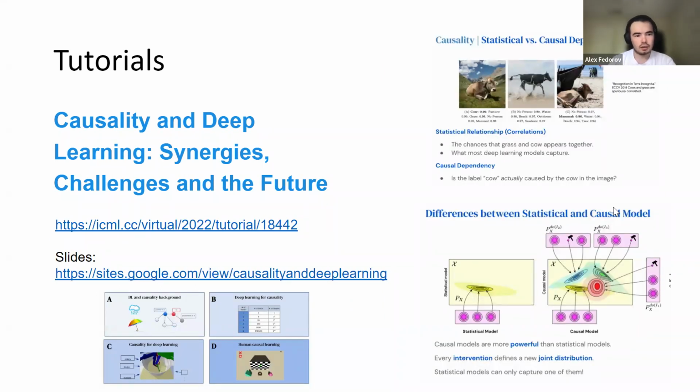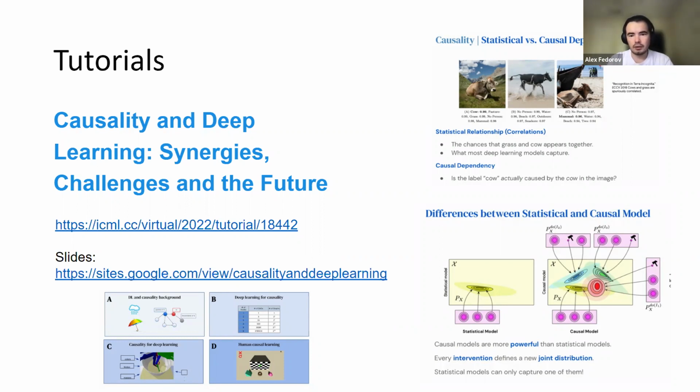So I found there was a tutorial on causality and deep learning. It was interesting because first they give some background on causality and DL, and then they talk about how deep learning can be useful for causality and how causality can be useful for deep learning. They also talk about human causal learning. I think the main interesting part was how we can connect causality to deep learning, and how we can make statistical models that include interventions. When we include the interventions, we define new joint distributions that should explain the data or phenomena better.